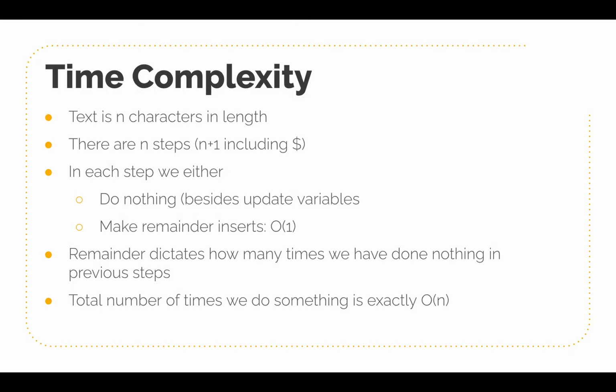So, what is the complexity of the entire algorithm? If the text is n characters in length, there are obviously n steps, or n plus 1 if we use the $ sign. In each step, we either do nothing other than updating the variables, or we make the remainder inserts, which each take O(1) time. Since remainder indicates how many times we have done nothing in the previous steps and is decremented for every insert that we make now, the total number of times we do something is exactly n, or n plus 1 in the case of the $ sign. Hence, the total time complexity is O(n).